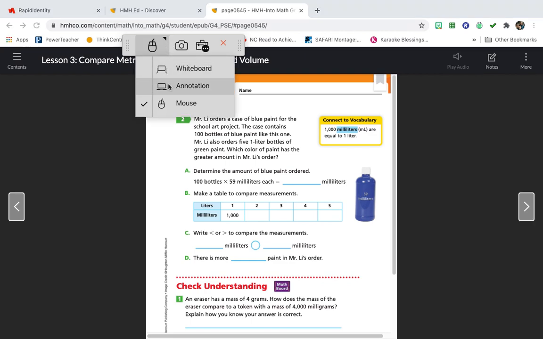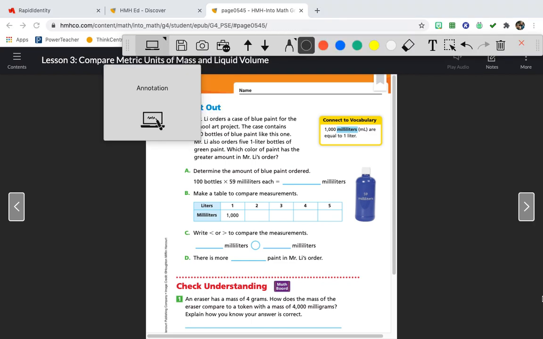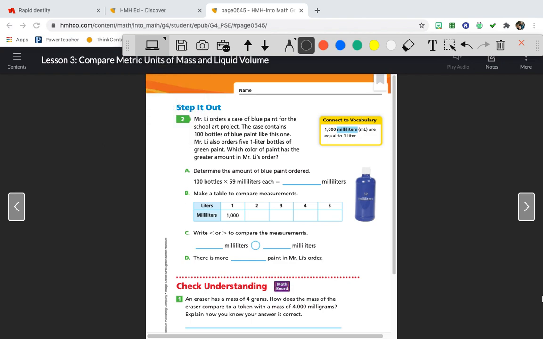Okay, if you'll notice, we have a vocabulary word, so make sure you pay attention to that. 1,000 milliliters are equal to 1 liter. And if you remember, when we're talking about liters, we are looking at volume. So we're working with liquids here. Mr. Lee orders a case of blue paint for the school art project. The case contains 100 bottles of blue paint, like this one. Mr. Lee also orders 5 1-liter bottles of green paint. Which color of paint has the greater amount in Mr. Lee's order?